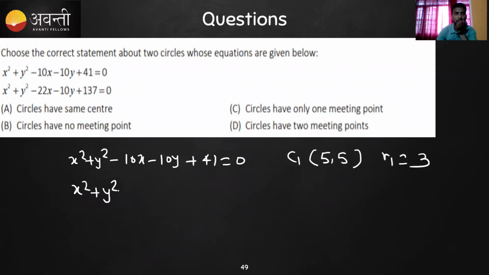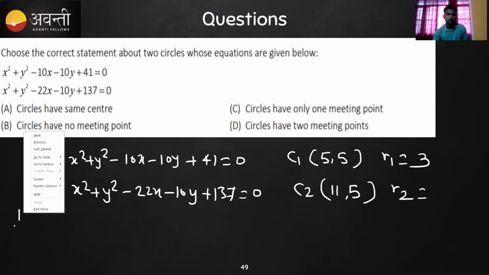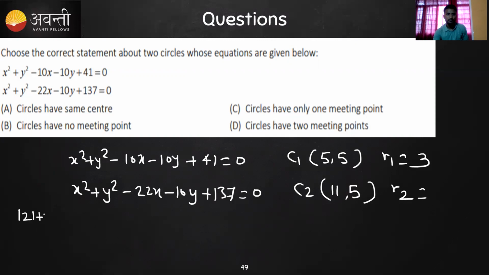X square plus y square minus 22x minus 10y plus 137 is equal to 0. From here, what you will get? You will get it is 11 and it is 5. And this R2 value, what you will get? This is 137 now. So 121 plus 25 minus 137, it is again 3. So R2 is 3. And basically you will see C1, C2 is also 11 minus 5, it is 6 only.